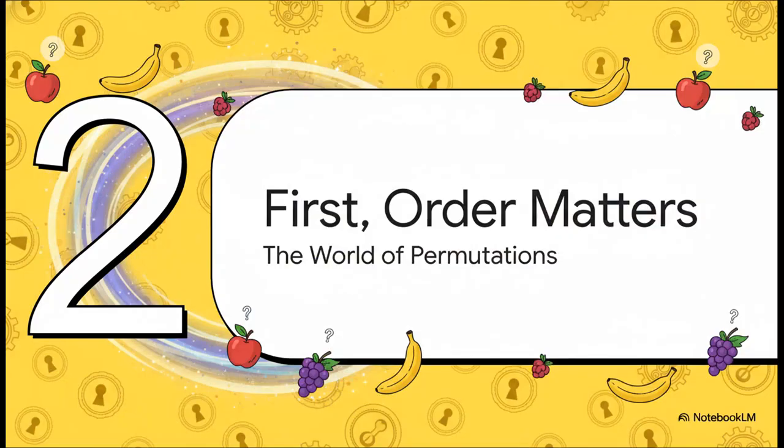Right, so first up, permutations. Now, in the world of permutations, order is everything. It's like your phone passcode, right? 1, 2, 3, 4 is completely different from 4, 3, 2, 1. So for a little bit, we're going to pretend the order of our fruits matters a whole lot.